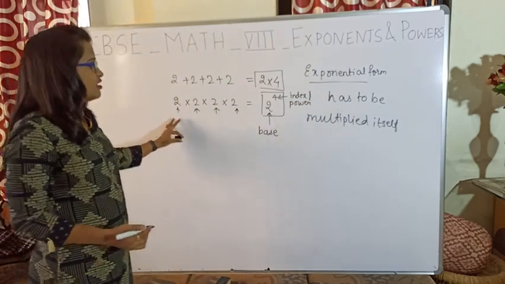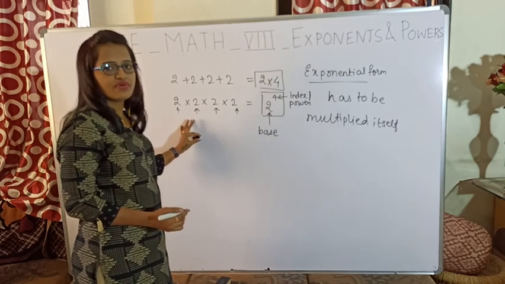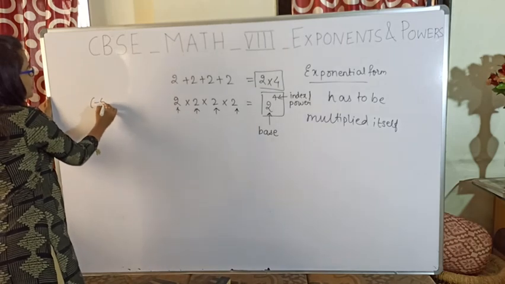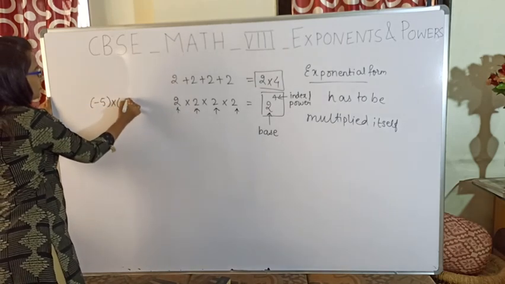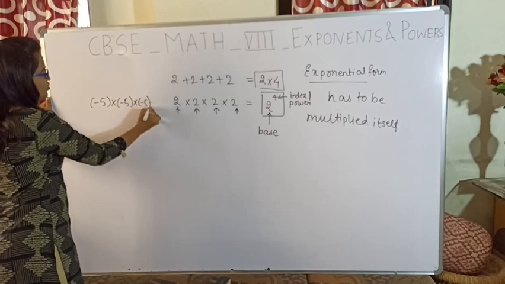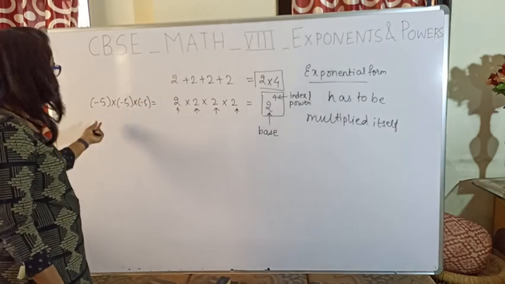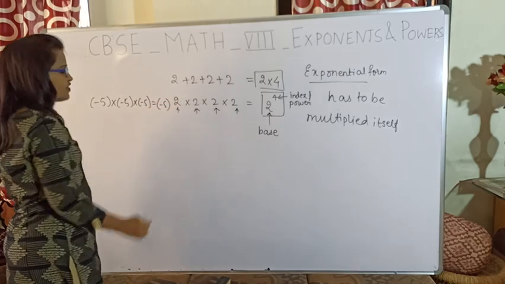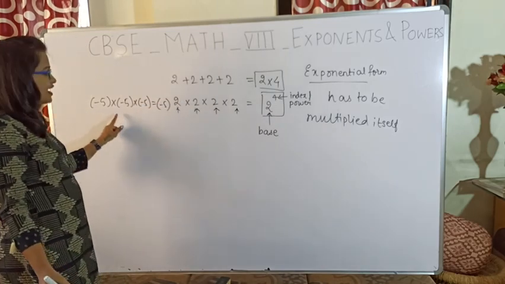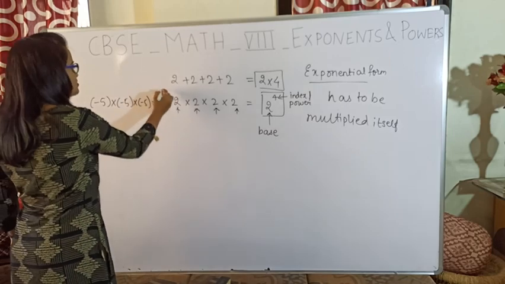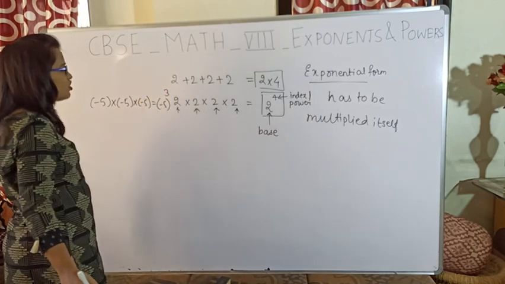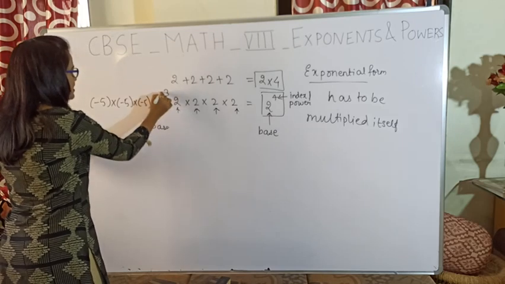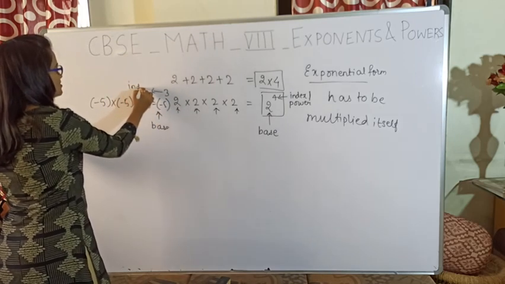Okay, so this is the convention of writing a number in an exponential form. Let us take one more example. Suppose I write -5 into -5 into -5. How can we write it in exponential form? The number which is being multiplied comes at the base. So -5 is at the base, and the number of times the number is multiplied comes at the top, called the index. So this becomes your base and this becomes your index.